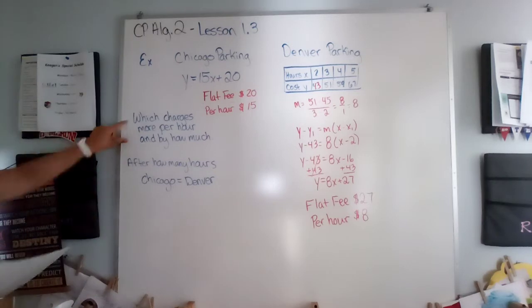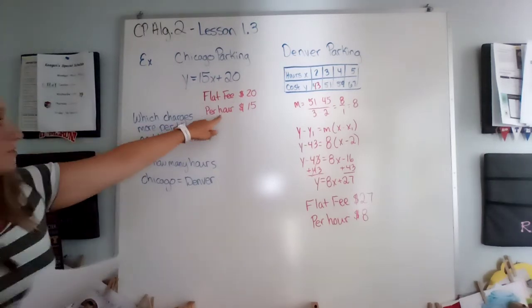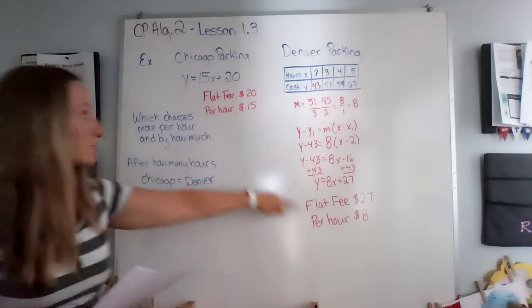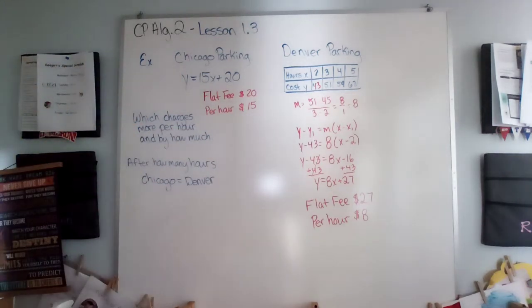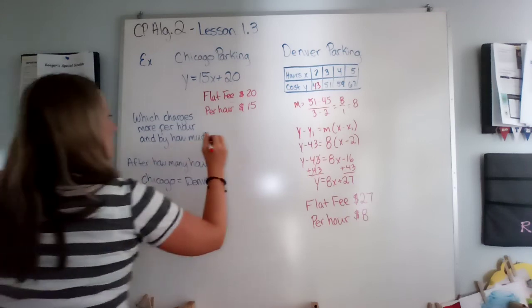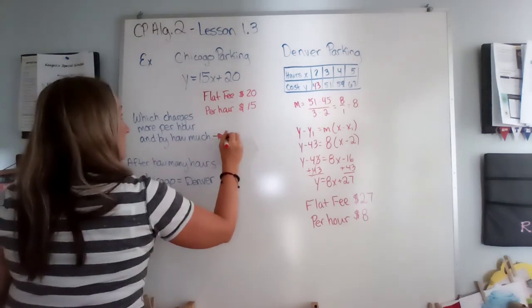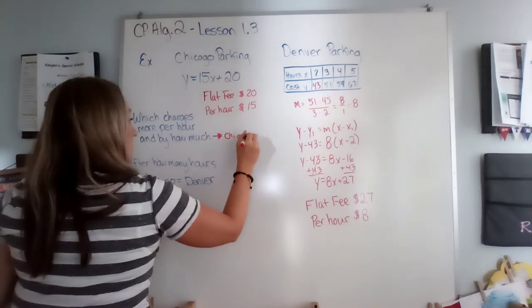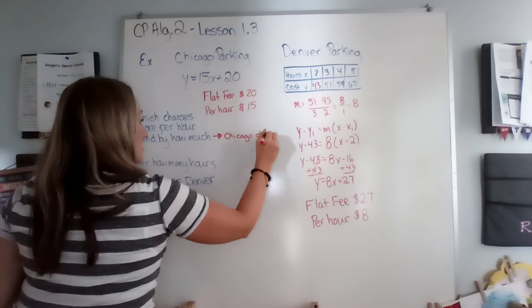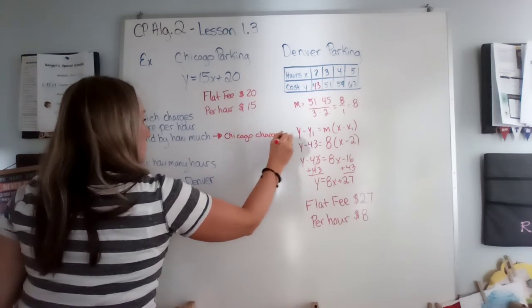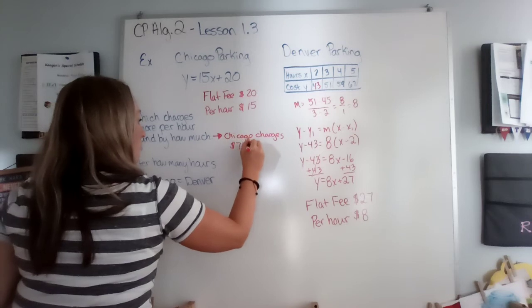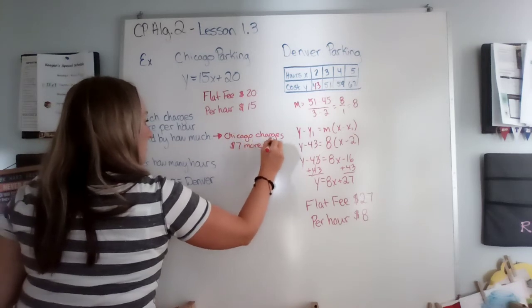So now we can probably answer some of the questions. It says, which charges more per hour and by how much? So per hour, $15, per hour, $8. So obviously Chicago charges more per hour. And by how much does it charge? $7 more an hour. So the answer here would be Chicago charges $7 more per hour.